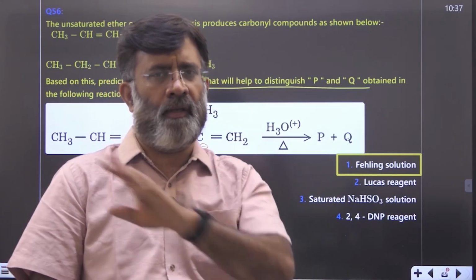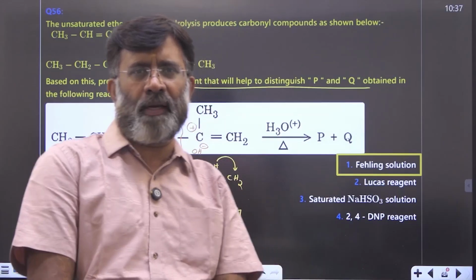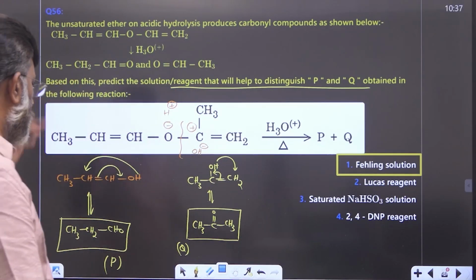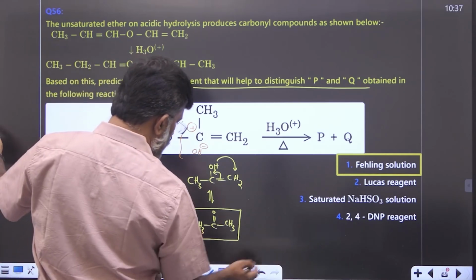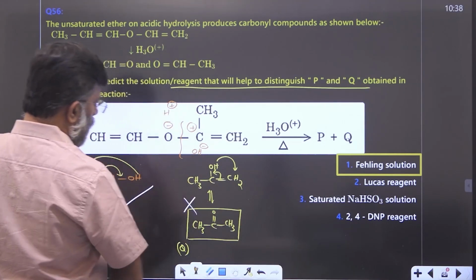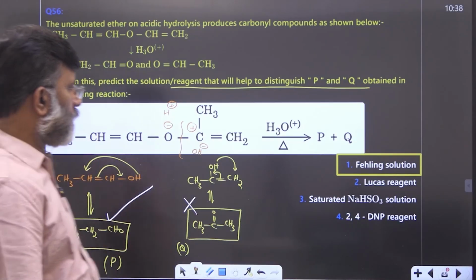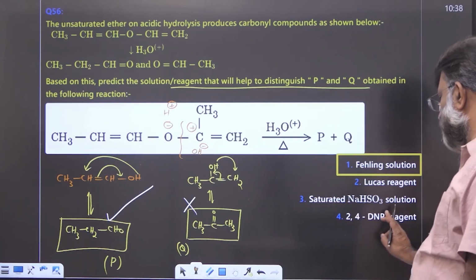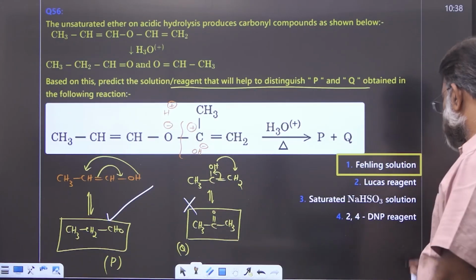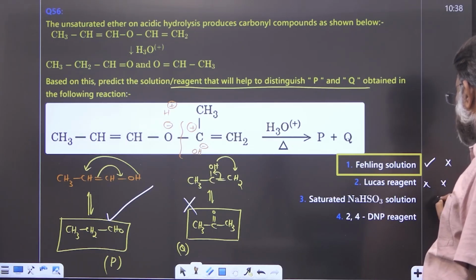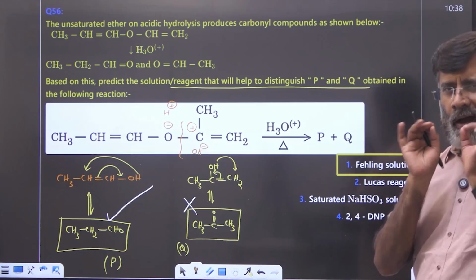It will oxidize aliphatic aldehydes, not ketones. You will get a red precipitate. It will oxidize this, not this. So Fehling's solution will oxidize this, not this. That is the answer. Lucas reagent, no reaction. NaHSO3, no reaction. DNP will react with both. This will react with P, not with Q. Hence the answer. There is no reaction with Lucas reagent. Lucas reagent is for alcohols.